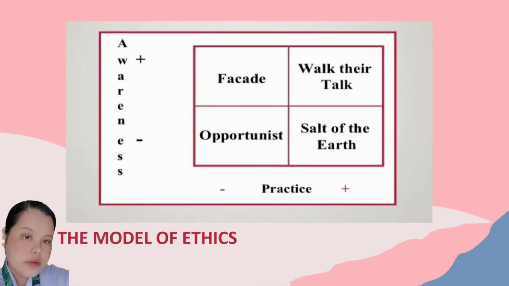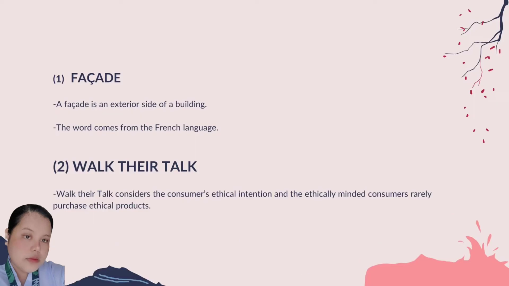The model of ethics. First is facade. A facade is the exterior side of a building. The word facade came from the French language. A facade is the front of a building, or a kind of front that people put up emotionally. If you're mad but acting happy, you're putting up a facade. This word has to do with the outer layer of something. One sense has to do with the front or outside of a building.